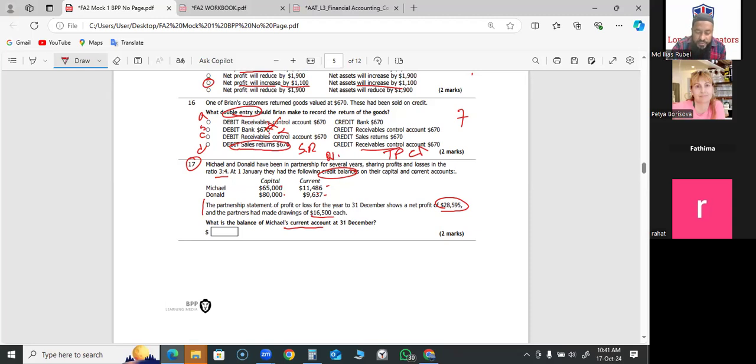Yeah. So there are drawings, straight away drawings. Drawings make your capital and current accounts go down. So if I give you a little time, can you do that?